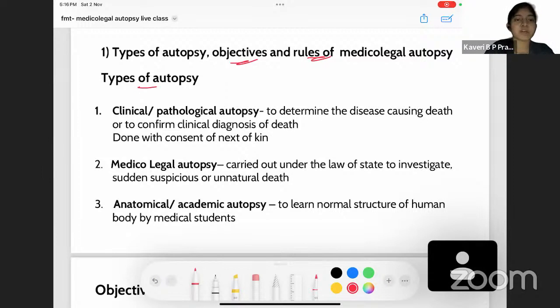Now, coming to the types of autopsy. So, autopsy is basically you cut open the body and you try to find out what is the cause of death.